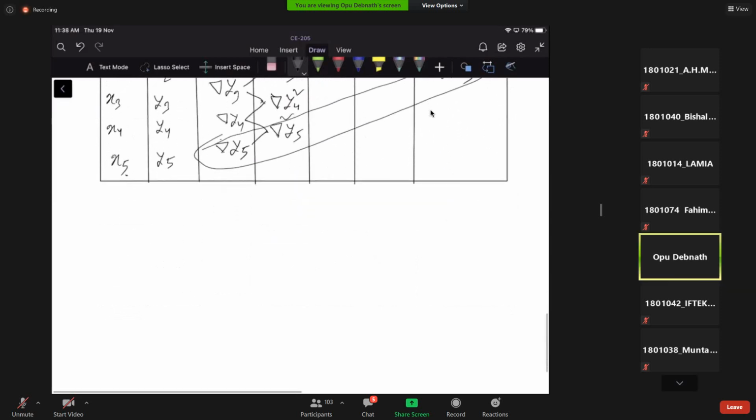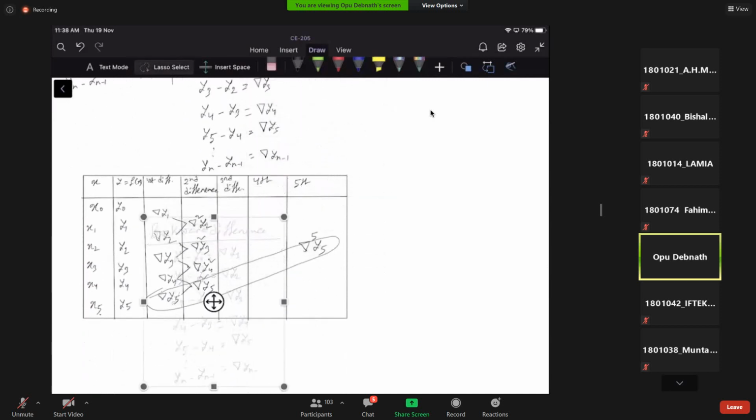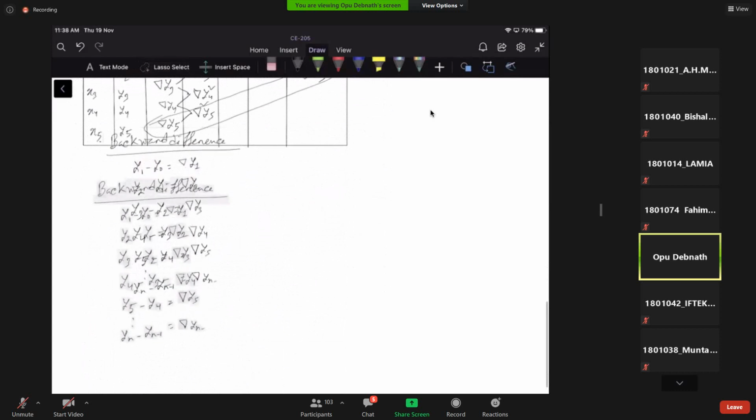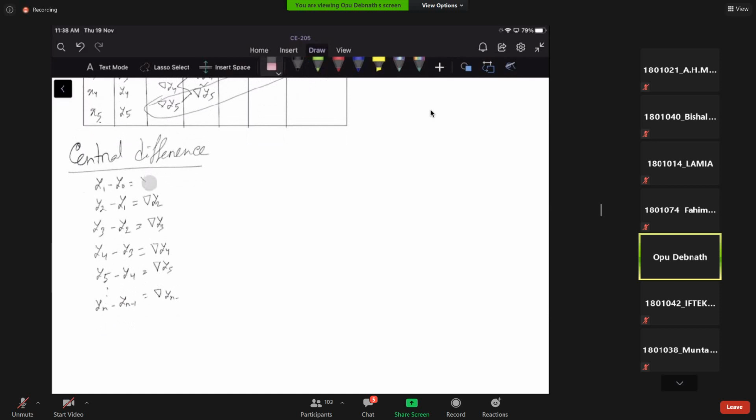So the last one is the central difference. For central difference, I need to again copy this table. The third one is central difference. So for central difference, the numerical difference will be the same, just the operators will be changed. It means in central difference we will use the operator small delta. Okay. So this is the symbol, and what will be the suffix? delta y.